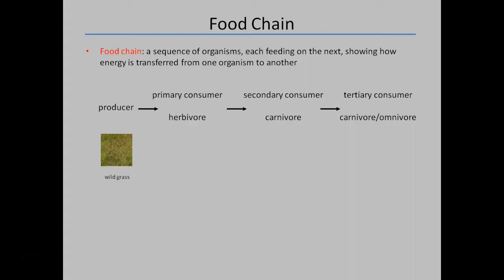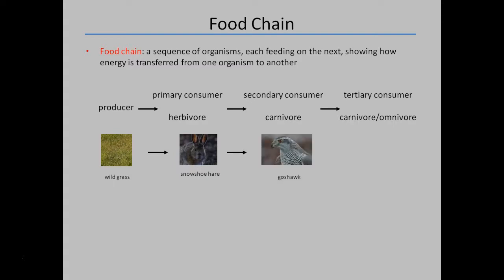Okay? And so, for example, we look at an ecosystem where wild grass would be my producer, and then it's eaten by a snowshoe hare. This is my herbivore. The snowshoe hare is eaten by a hawk. This would be my secondary consumer because it eats herbivores. And then a great horned owl would be my tertiary consumer because it eats the hawk.